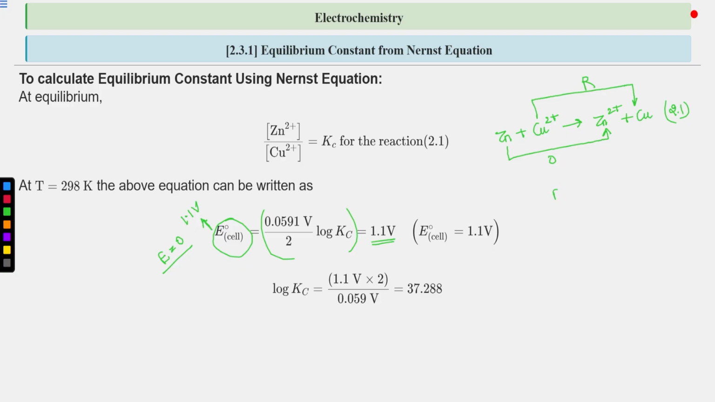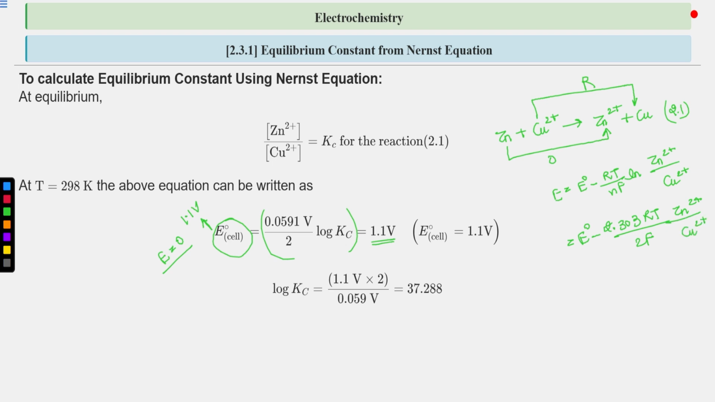Now as you know, the Nernst equation is E equals E naught minus RT by nF ln of the product upon reactant. The product is zinc 2 plus and the reactant is copper 2 plus. They are both present only in aqueous form, that's why we take zinc 2 plus upon copper 2 plus. It can also be written as E naught minus 2.303 RT by 2F, because 2 electrons are involved in the reaction, log zinc 2 plus upon copper 2 plus.